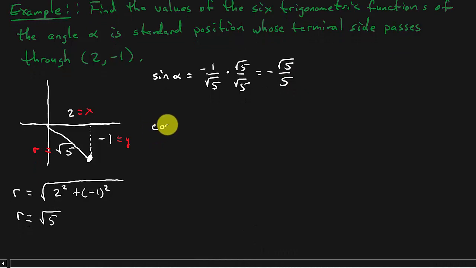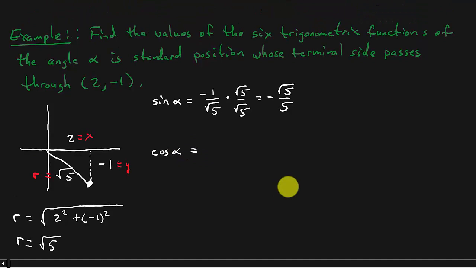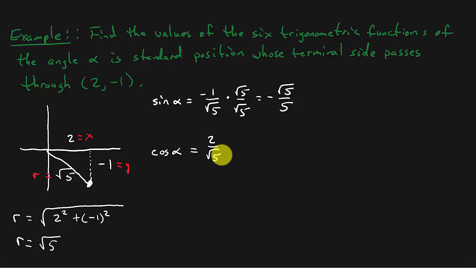And then I need cosine alpha. All right, so cosine alpha is x over r. So that's going to be 2 over square root of 5. And then I will need to rationalize the denominator.